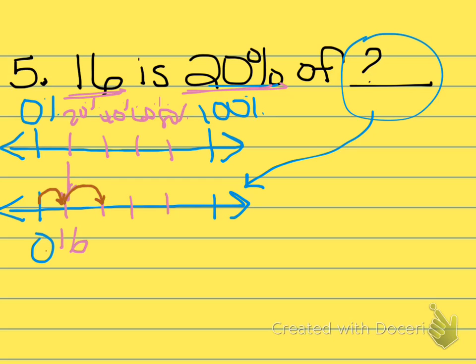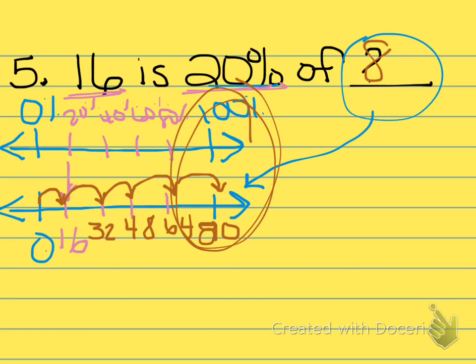So I'm going to skip another 16 places and make this 32. I'm going to skip another 16 places and make this 48. I'm going to skip another 16 places and make this 64. Nope, sorry, 64, sorry. And then another 16 places and make this 80. And so what I find is that my 100% is 80.